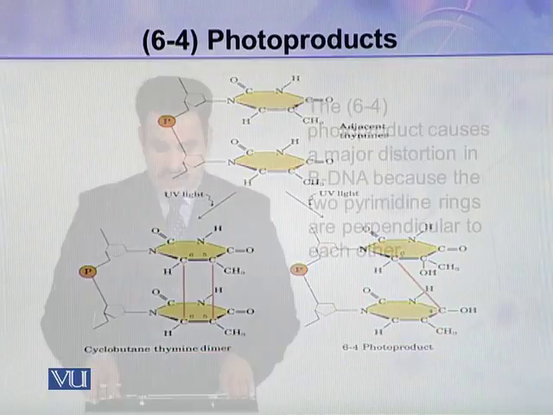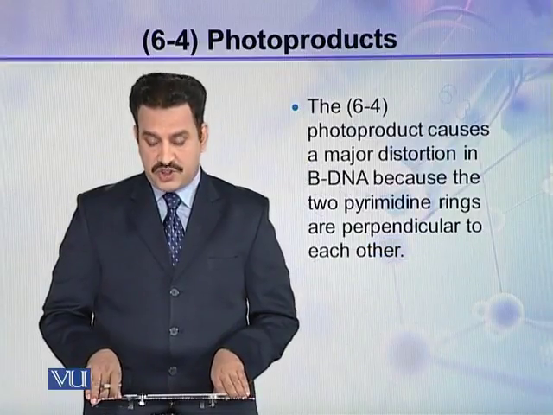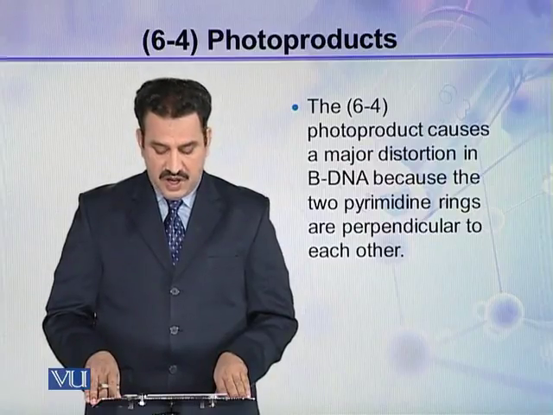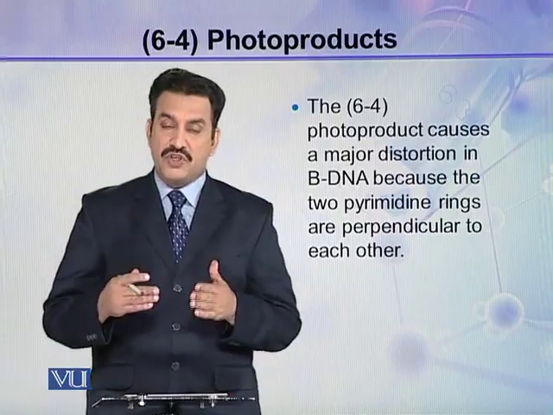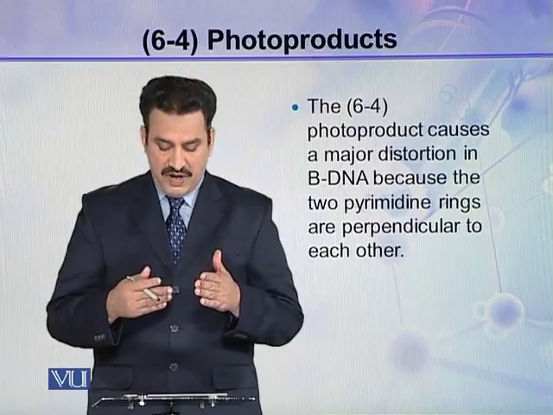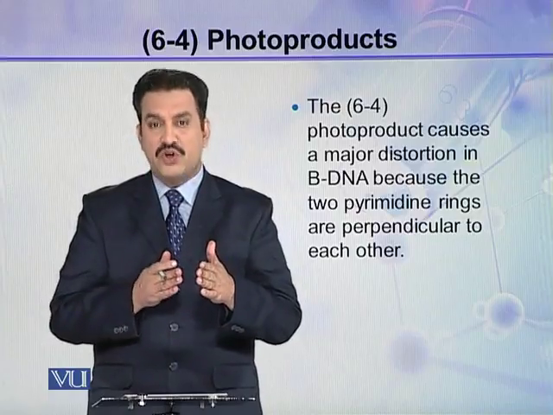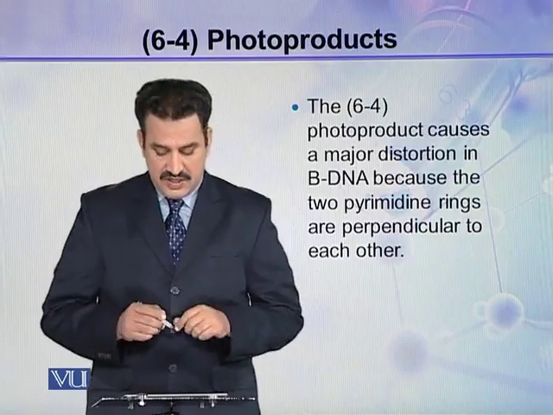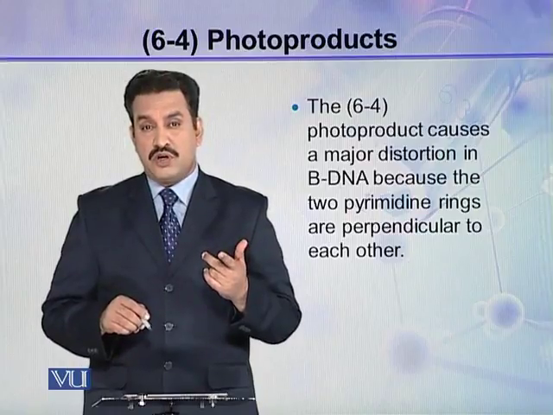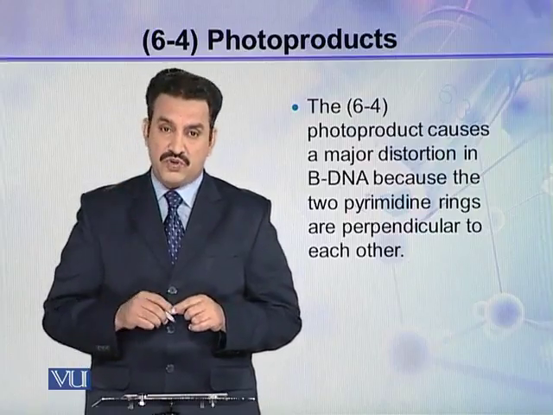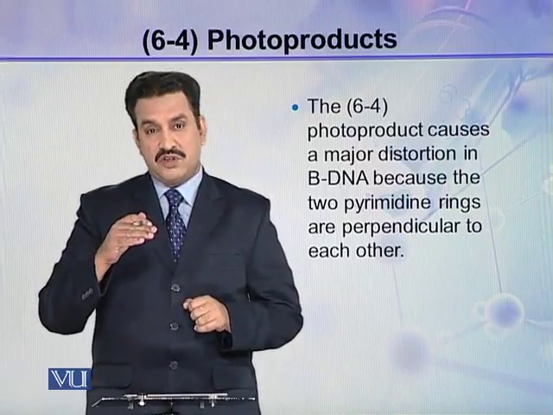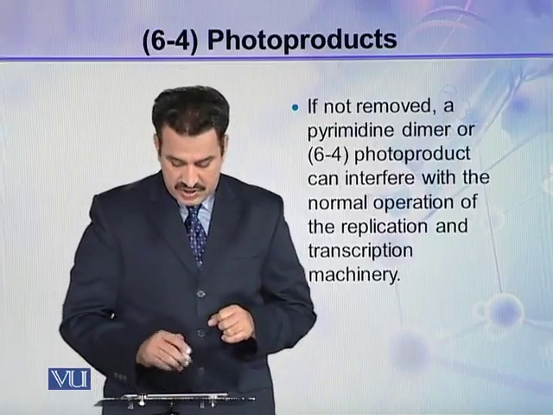So the 6,4 photoproduct causes a major distortion in B-DNA because the two pyrimidine rings are perpendicular to each other. So by the formation of this bond between C4 and C6, the two pyrimidine rings become perpendicular to each other. So that's why it causes a major distortion, in contrast to a minor kink which was produced by CPD, which was a kink of about 30 degree rotation.